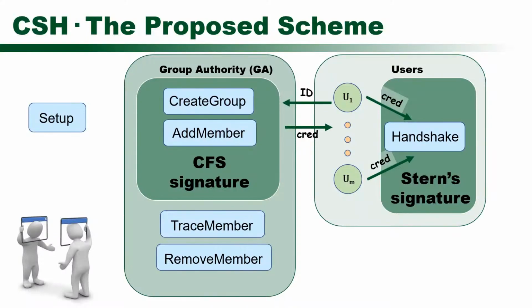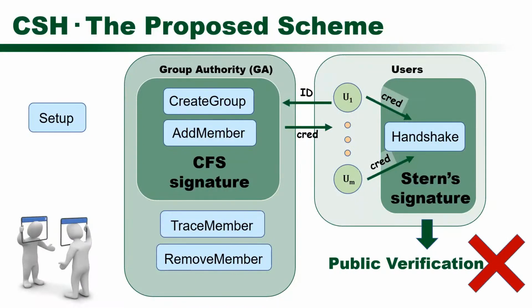However, Stern's signature can be publicly verified, which means that everyone can know whether this signature is true or false. Thus, the key point for us to construct the secret handshake scheme is to modify Stern's signature in order to avoid public verification.